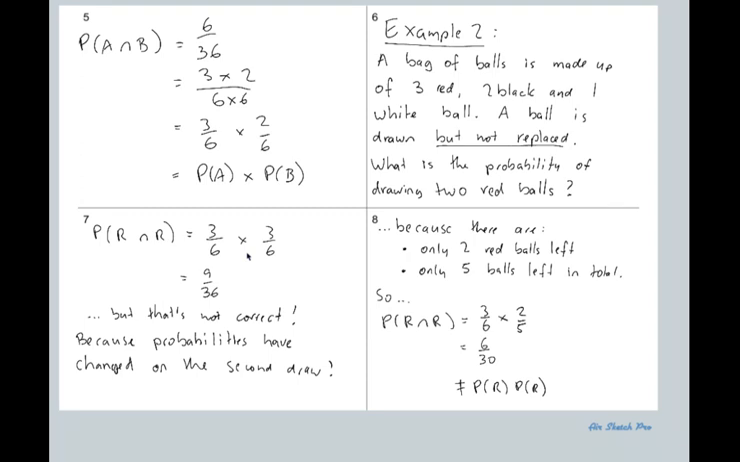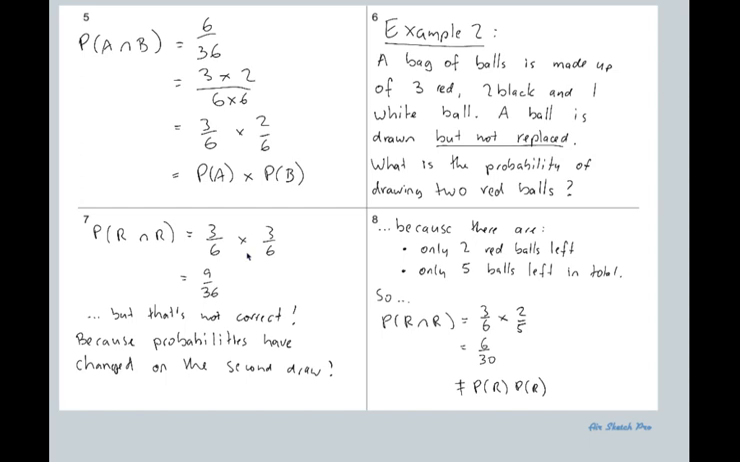So for example, if I told you in secret, I drew out 2 balls from the sack, and I said to you, on the second draw, I pulled out a red ball and I had a 3 in 5 chance of getting that red ball, and that tells you something about the first draw.